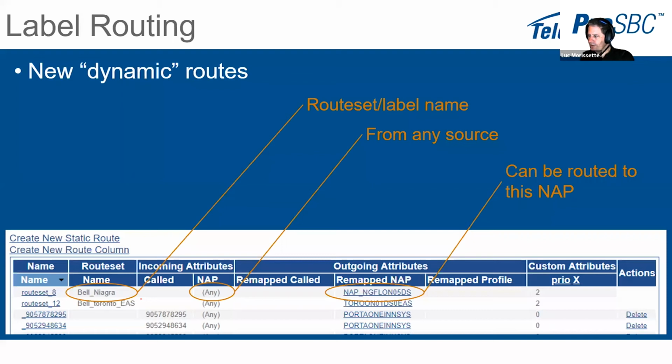Page 38. Okay. Is that clear, the label routing? Will anybody think he will use this? Don't know yet.